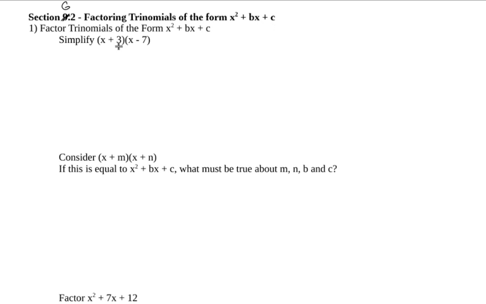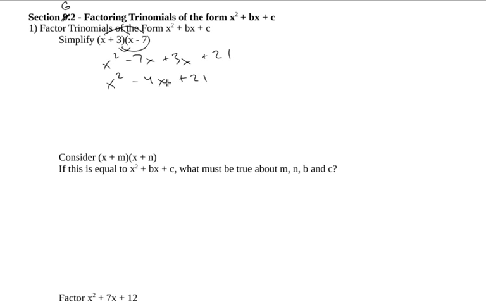So to get there, let's look to see what happens when we simplify this product of these two binomials, x plus 3 times x minus 7. Well, if I'm just multiplying these together, I get x times x, which is x squared, x times 7, which is negative 7x, 3 times x, which is 3x, and 3 times 7, which is 21. We end up getting x squared minus 4x plus 21.